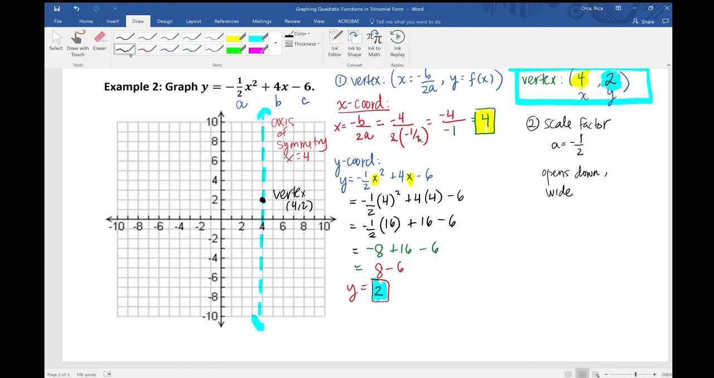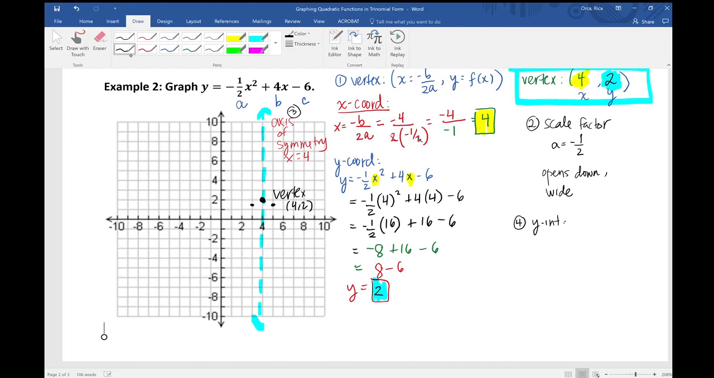With that in mind, let's go ahead and use our scale factor. So from the vertex, we want to go 1 unit to the right. And remember, it's always 1 unit to the right. So 1 to the right, and because it's a half, we want to go a half unit down. And if we have a point on the right side, we also have a point on the left side. So go ahead and draw its reflection. And since we've done step number 3, let's go ahead and move on to step 4, which is the y-intercept.